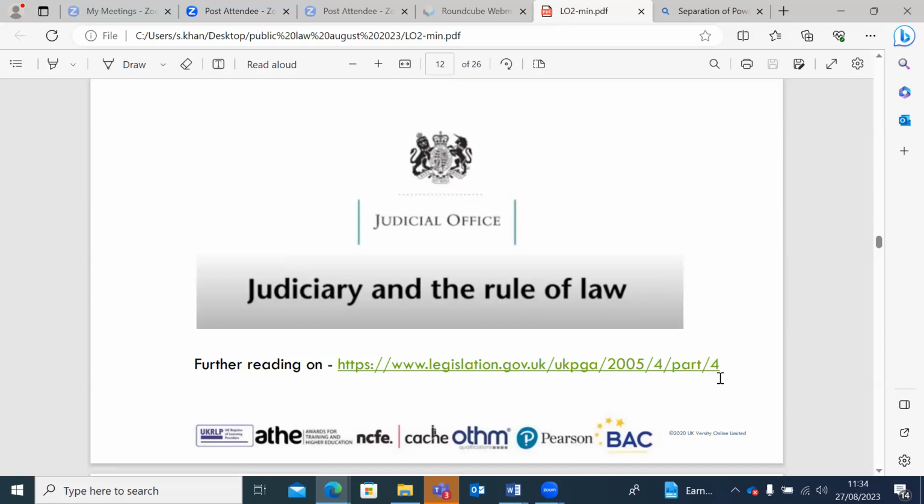Judicial independence, when we look at judiciary and the rule of law, is a prerequisite to the rule of law and a fundamental guarantee of a fair trial. A judge shall therefore uphold and exemplify judicial independence in both its individual and institutional aspects. Impartiality is essential to the proper discharge of judicial office.